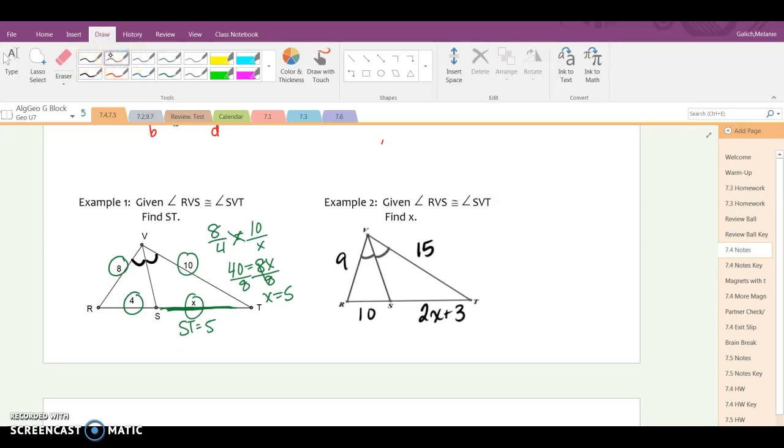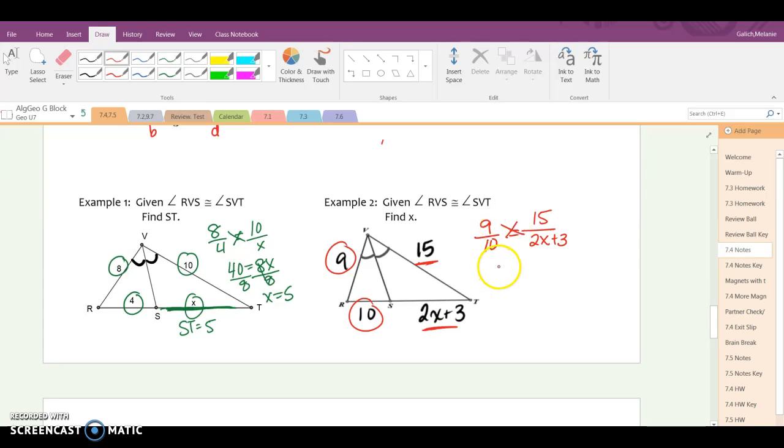All right, and then our last example. If we have an angle bisector, that means that RVS is congruent to SVT. So then if we're setting up our proportions, we have 9 over 10 equals 15 all over 2x plus 3. If you notice, it's not all over the whole, but we can do that because they're angle bisectors. That's our angle bisector theorem.